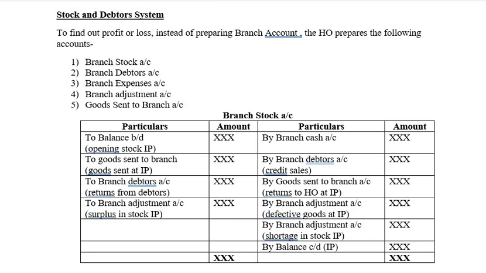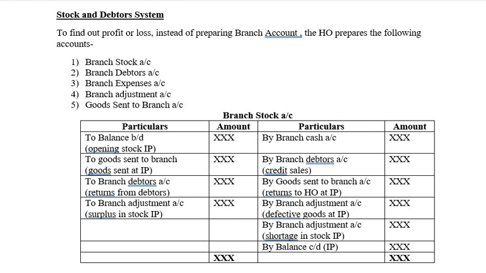I have taken problems in case of when the goods are sold at invoice price as well as cost. The next method that we are going to deal with is the stock and debtors system. I hope you have understood the last three methods. This is the next one wherein the goods are supplied, the stock and debtors system.